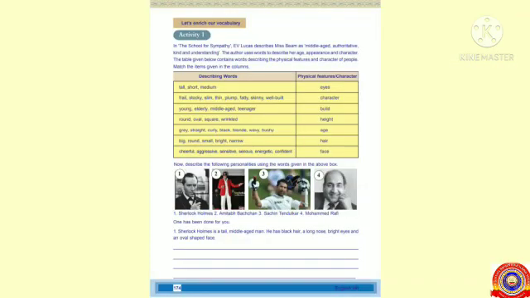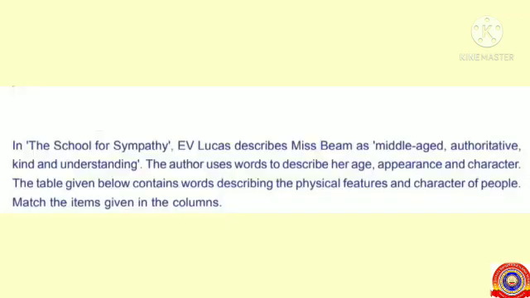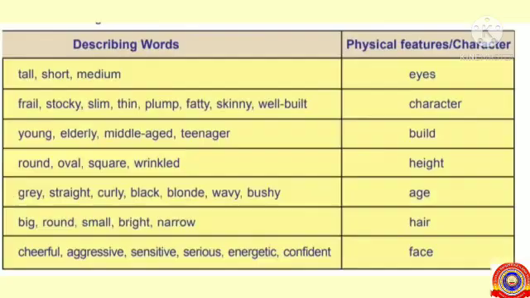Look, activity 1. I'll read the question. In The School for Sympathy, E.V. Lucas describes Miss Beam as middle-aged, authoritative, kind and understanding. The author uses words to describe her age, appearance and character. The table given below contains words describing the physical features and character of people. Match the items given in the columns.